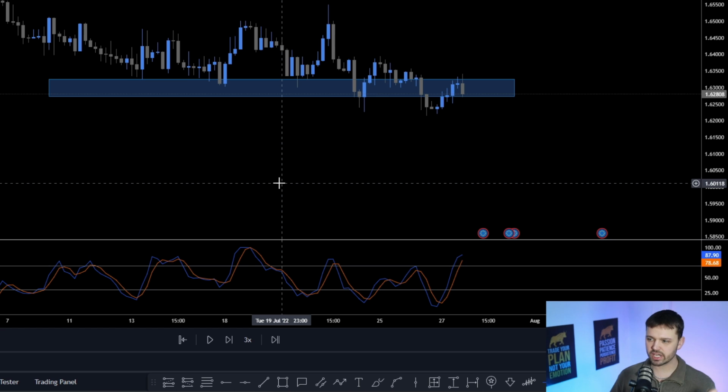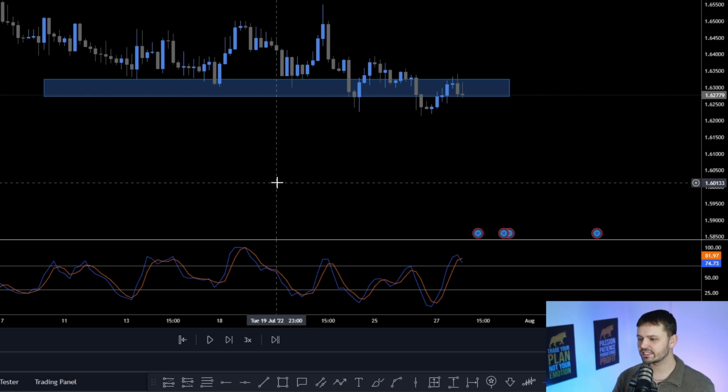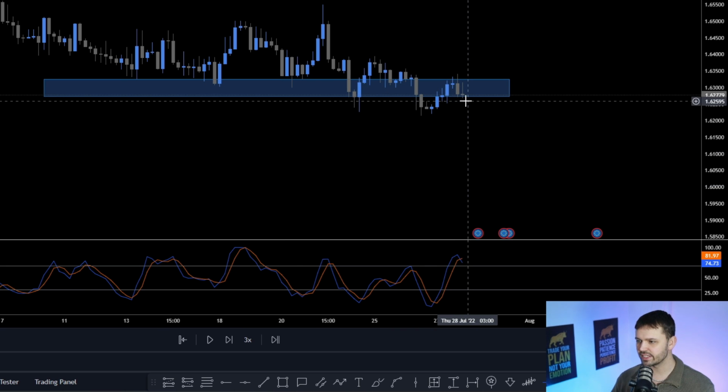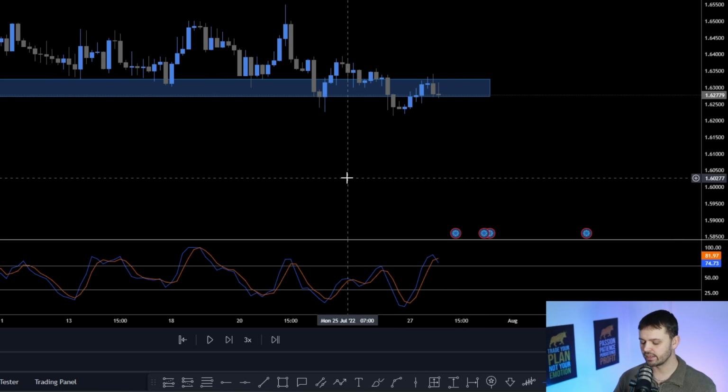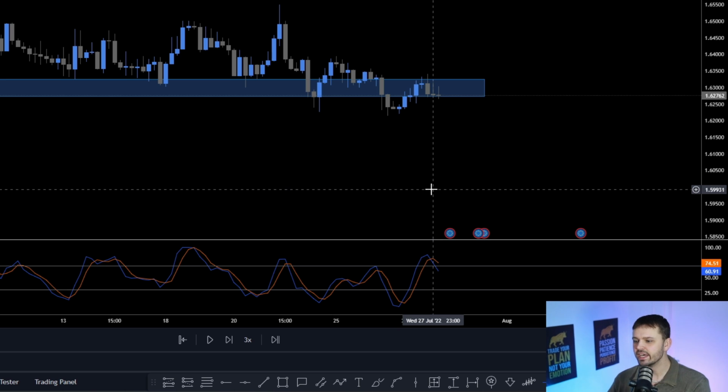So if we have the rejection, a bearish engulfing candle at the level, and a bear cross above 70 on Stochastic RSI, this is when we want to enter a position. Let's look at the next candle. The close of this candle will confirm a bear cross on the Stochastic RSI. And there you have it.